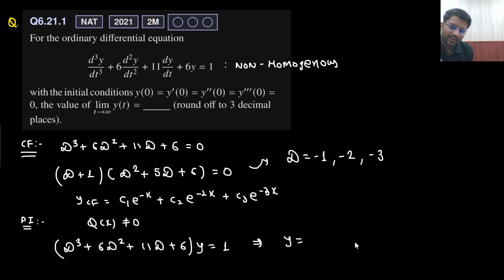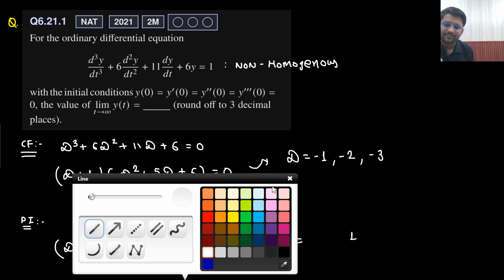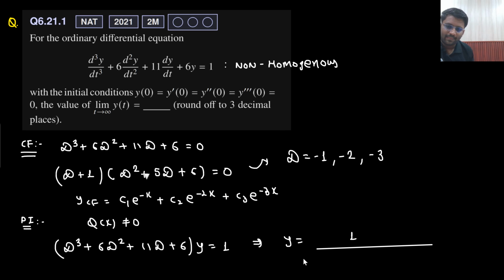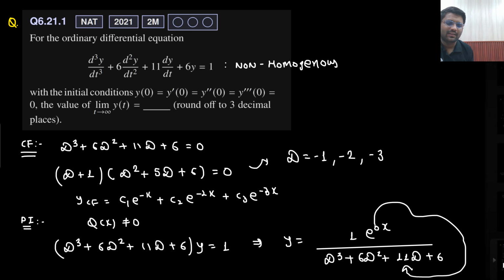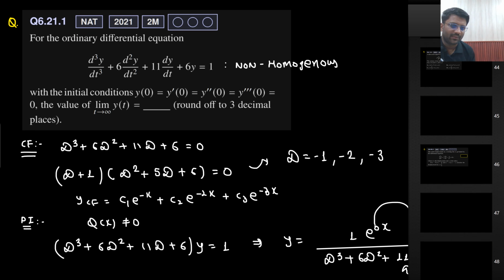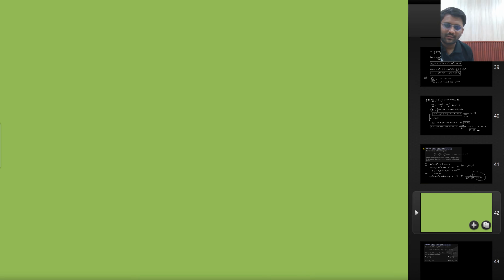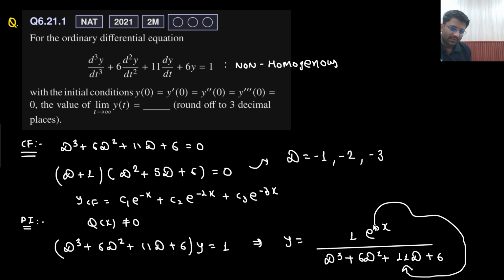So from here, what is the value of y? The value of y is 1 upon d cube plus 6d square plus 11d plus 6, and here you will put e to the power 0x. Now you need to put this 0 here, right? If you put this 0 here, what will you be getting? So sir, y PI we are getting is, if I put this 0 here, so 0 plus 0 plus 0, so simply the answer is coming out to be 1 by 6. So this is the value of y PI we are getting.